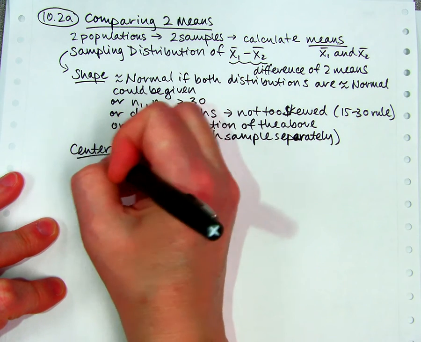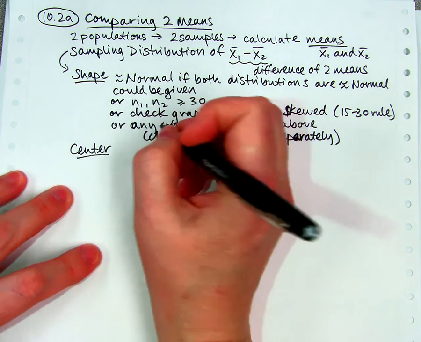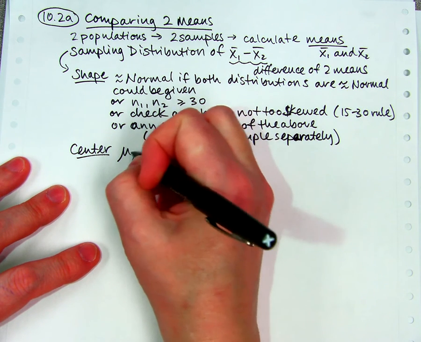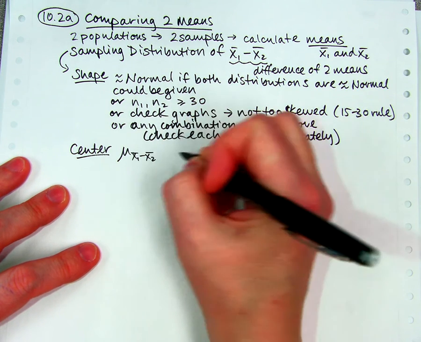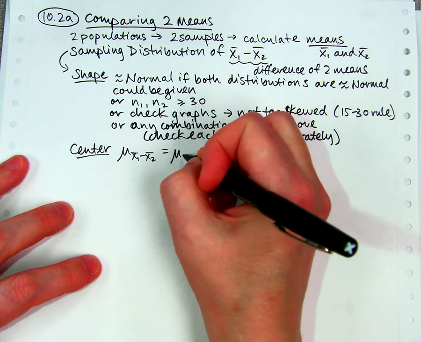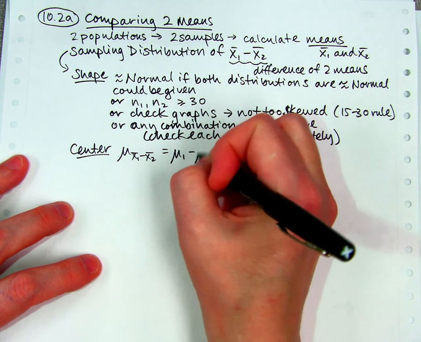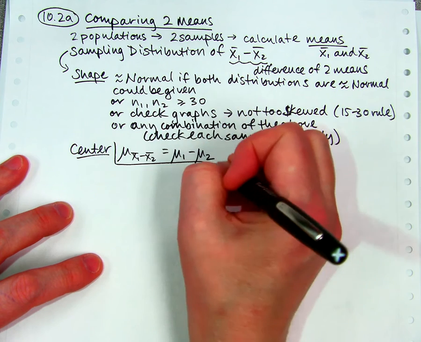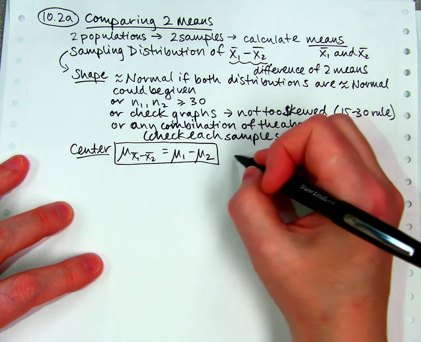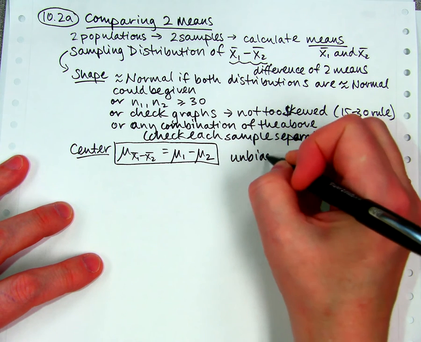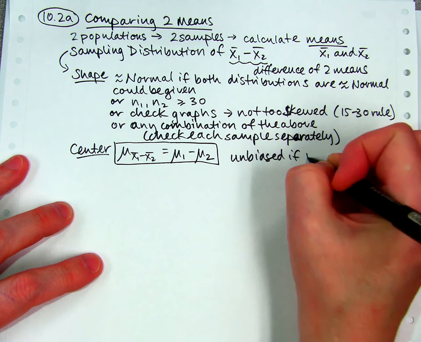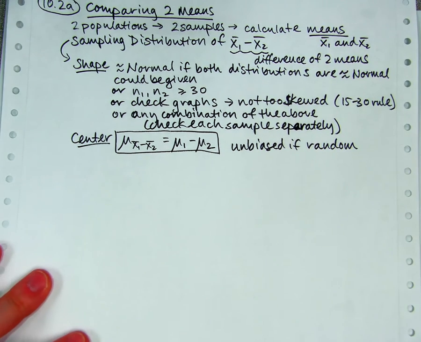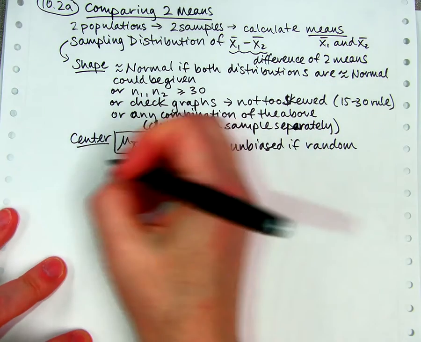Once again, we're hoping it's unbiased, and it is naturally unbiased. That would mean the mean of x1 bar minus x2 bar would be the same as the mean of the first population minus the mean of the second population. That is going to be true if we do our sampling correctly. So it's unbiased if we do a random sample or randomly assigned treatments. And so that's going to be the random condition that we've done so many times before.